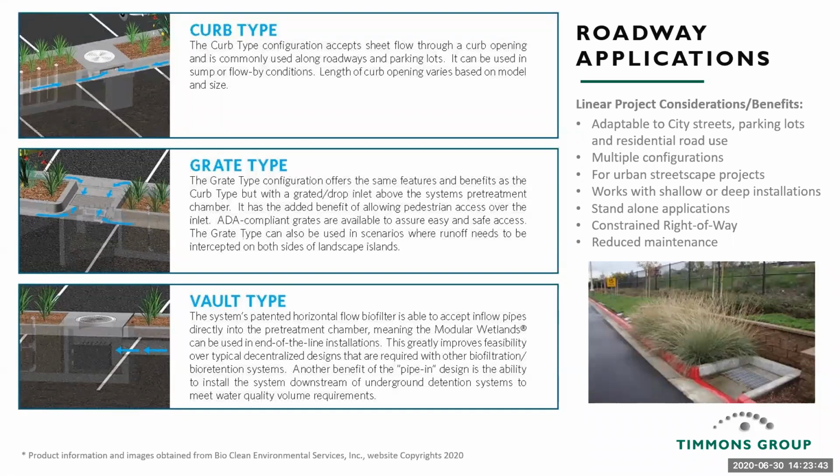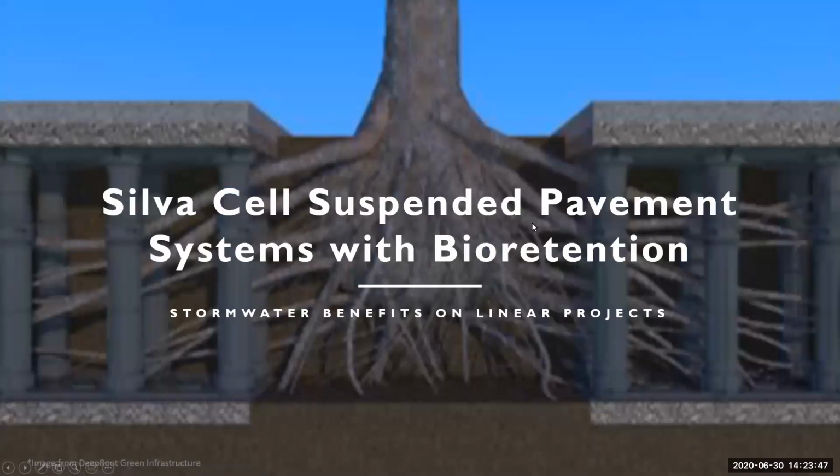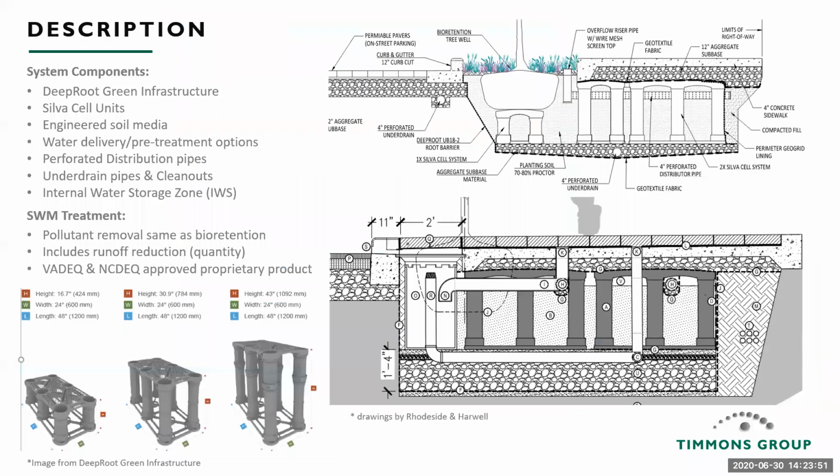Thank you, Mike. Again, I'm Brian Copeland, and I'm going to talk to you first about the Silva cell suspended pavement system. This is a product that is manufactured by Deep Root Green Infrastructure, created as a way to promote root growth in urban areas where there's tightly compacted soil, but was also adapted to provide on-site stormwater management treatment.